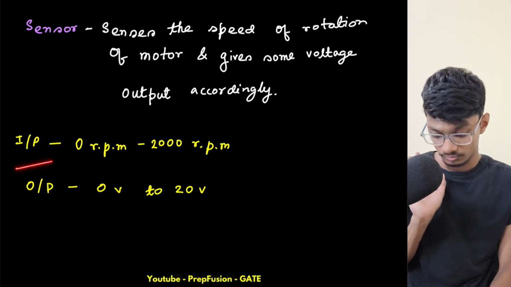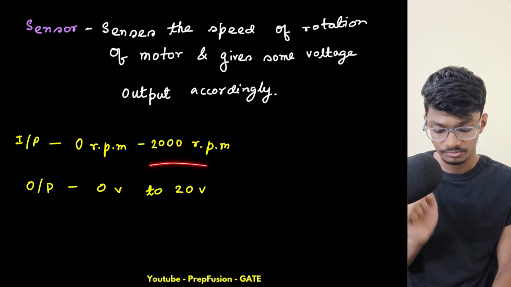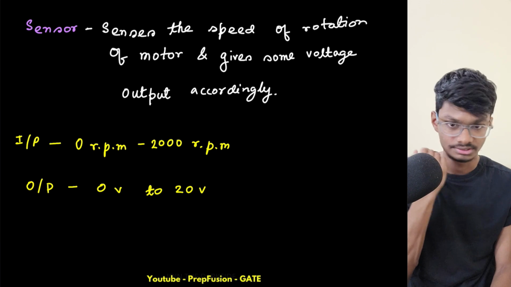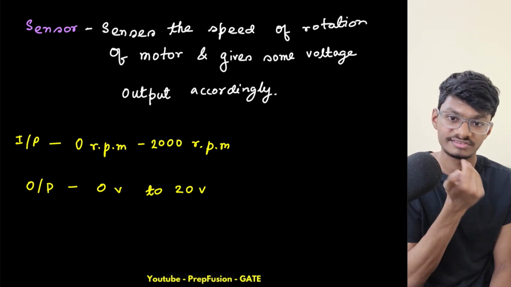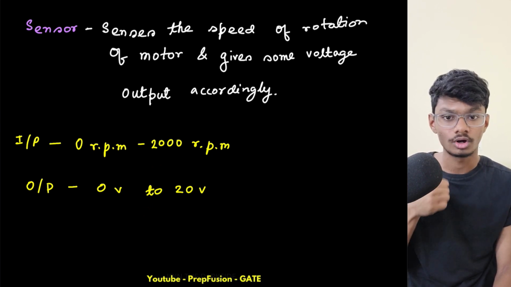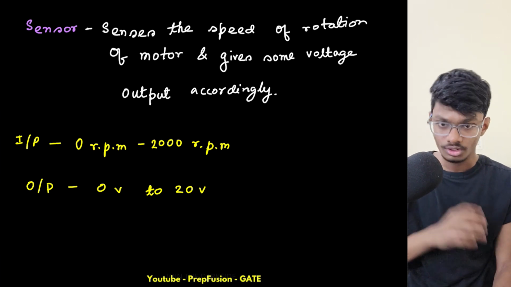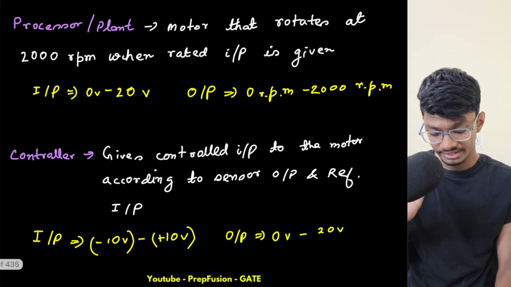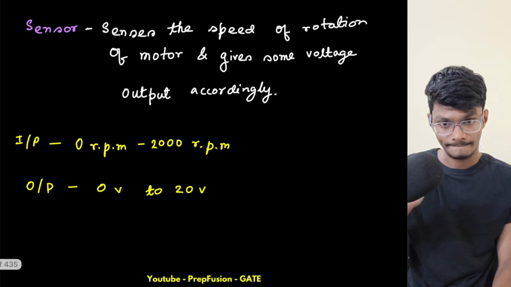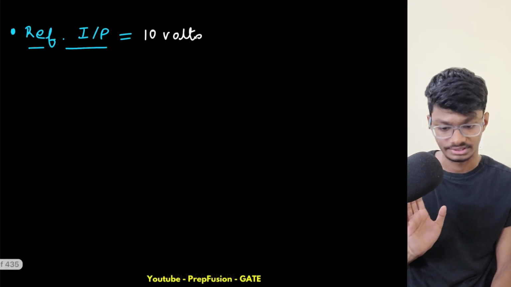So now what are the inputs for the tachometer? What is the working range? The input for the tachometer is 0 rpm to 2000 rpm. If my motor rotates at 0 rpm, like it doesn't rotate at all, the tachometer will give 0 volts as output. Now if my motor is rotating at 2000 rpm, then my tachometer will give a 20 volt signal output. So these are the working ranges of the processor, controller and the sensor. All these three things, and the rated outputs and the linear outputs basically.